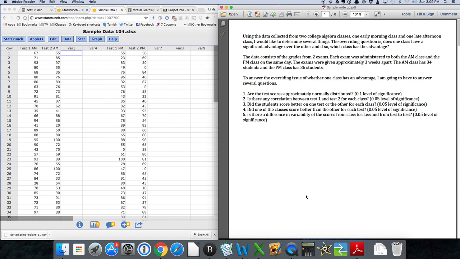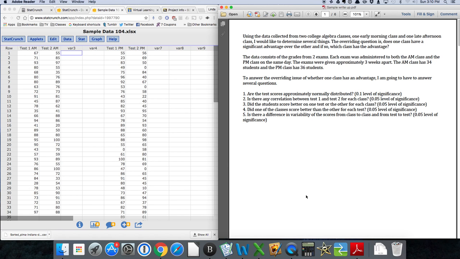So to answer the overriding issue as to whether one class has an advantage or not, I'm going to have to answer several questions. First and foremost, are the test scores approximately normally distributed? And I'm going to use an alpha of 0.1 to determine that, mostly because they don't need to be exactly normally distributed to do what I want to do with them. I just need them approximately, so an alpha of 0.1 is fine there.